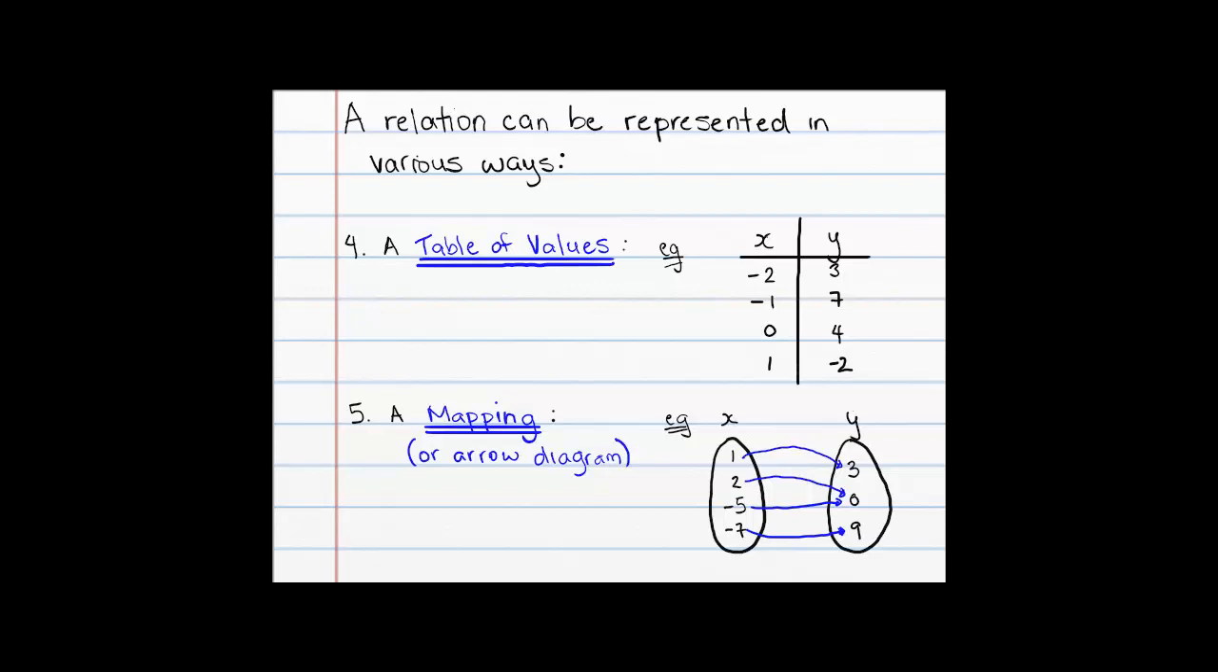So for example, in this mapping, we have 4 ordered pairs. 1 is mapped with 3, which indicates the ordered pair 1 and 3. 2 is mapped with 0, which indicates the ordered pair 2 and 0. The y value is repeated, so it only needs to be written once in the mapping, but it's indicated with an arrow to say that -5 also gets mapped to 0, so that's a third ordered pair, -5 and 0, and the last one is -7 and 9.